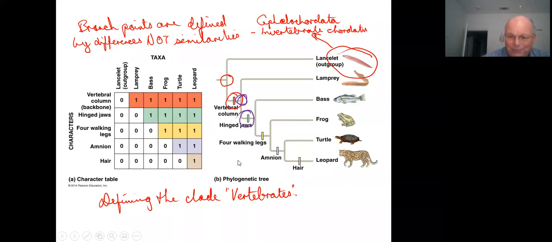We're looking at differences, and the branch points are defined by those differences, not by the similarities, as would have been the case in the previous taxonomic methods based on morphology and anatomy. We are truly looking for differences now, not similarities.